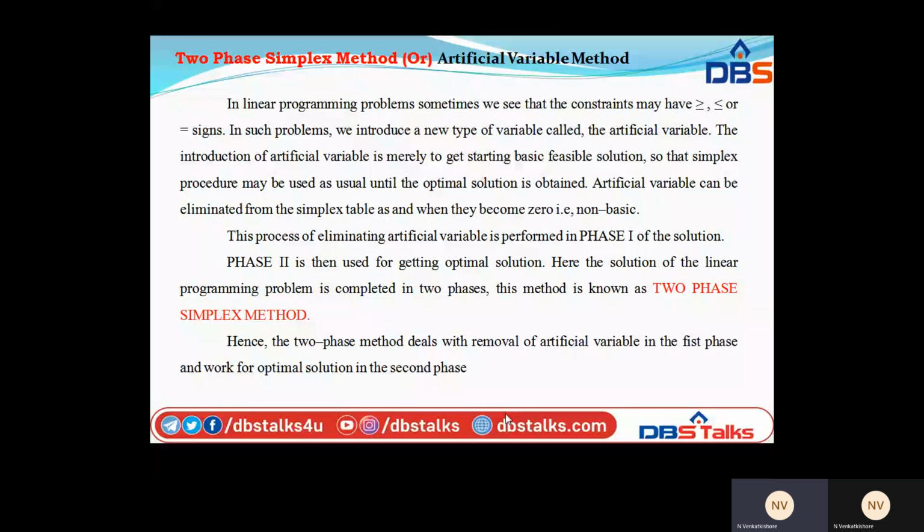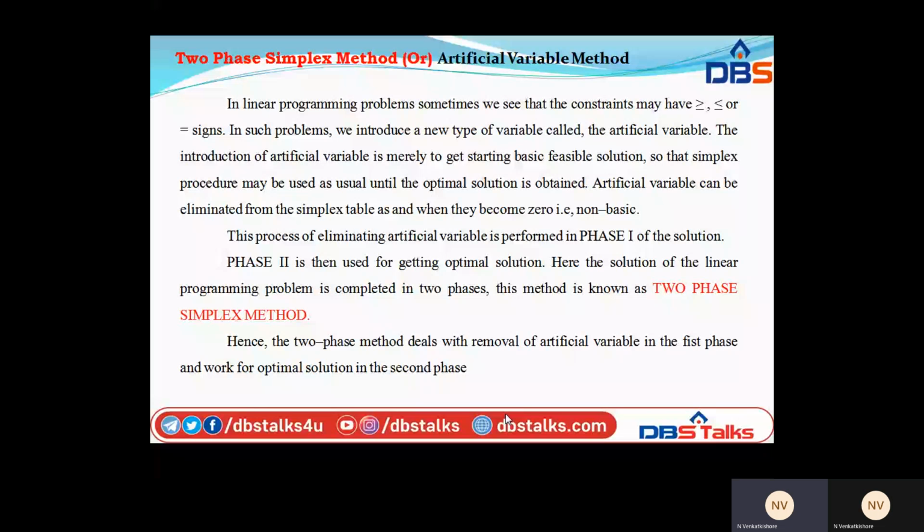By eliminating the artificial variable in phase 1 of the solution, phase 2 is used for getting the optimal solution. So the solution for linear programming is completed in two phases, and this method is known as the two-phase simplex method. We will see where the artificial variables come into the picture, and the slack or surplus variables.